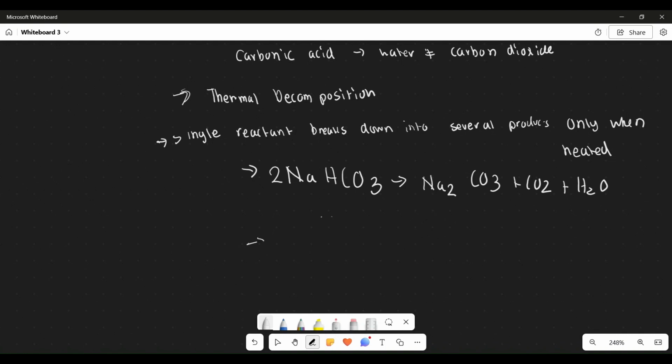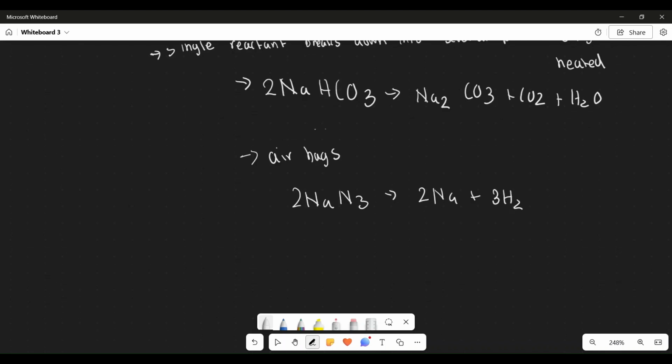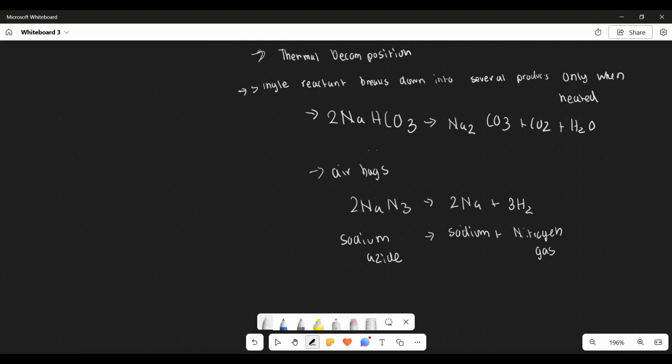An example of this is in airbags in your vehicles. When it's heated, it will react, and that is sodium azide, which equals sodium plus nitrogen gas. I have more random equations, but I think this should be enough.